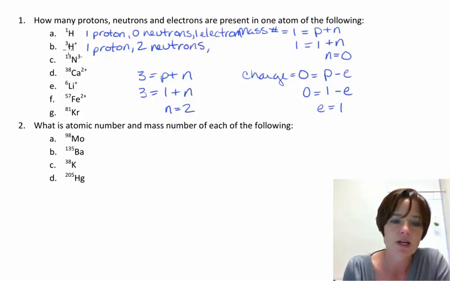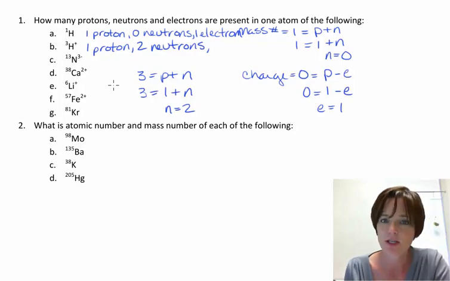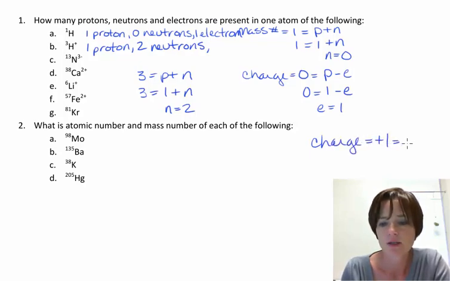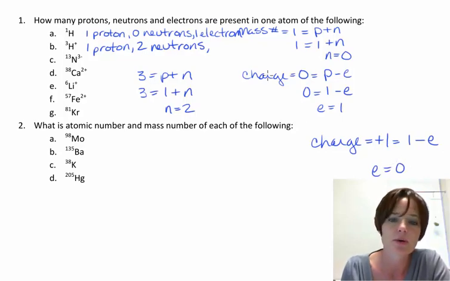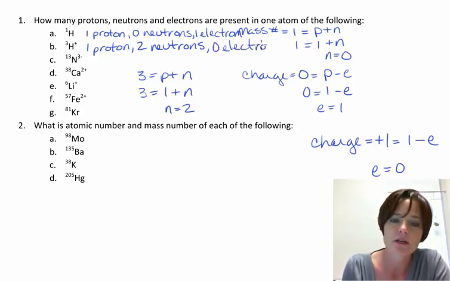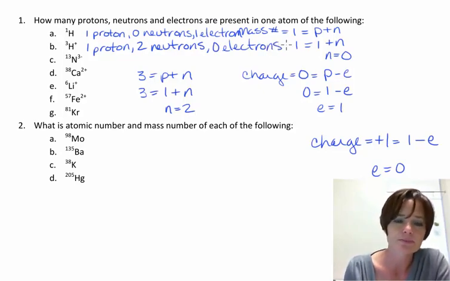And now this time we have a plus 1 charge. So if you just see the plus sign there, we assume that there is a 1 next to it. So if the charge is equal to plus 1, and that's equal to the number of protons, which we know is 1, minus the electrons, and we solve for the electrons. The electrons in this case is going to be equal to 0. So it is very possible that we have 0 electrons present. Okay, so that would be the second question.